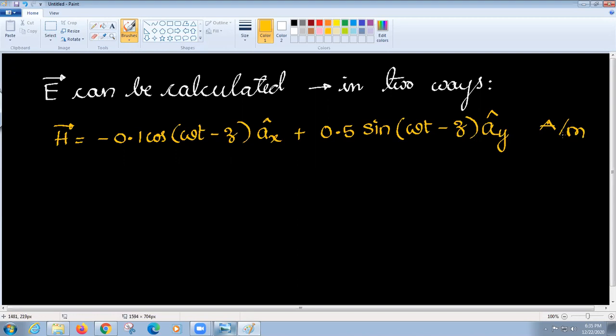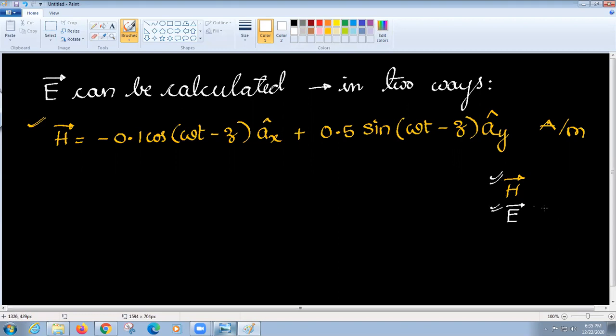Okay. Now, having this H, how to find E? We know very well that E and H both have a similar form. The only change is amplitude and phase. That means I have the H form, so my E will also behave similarly, the form of E is also something like H.